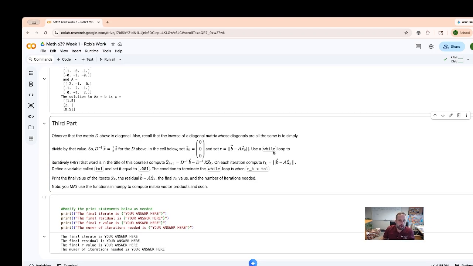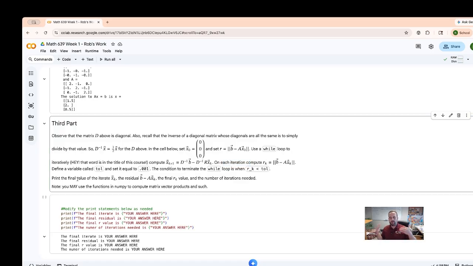So use a while loop to iteratively, and I say, hey, that word is in the title of this course, because what I'm introducing here is our first iterative method. In the week 1 video, I said that at the end of week 3, you'll be able to use an iterative method. Well, this is that iterative method. This is called the Jacobi method. We'll talk more about it later. This is a very simple method. The x_{k+1} is going to be D inverse times B minus D inverse times R times x_k. On each iteration, we want to compute this residual.